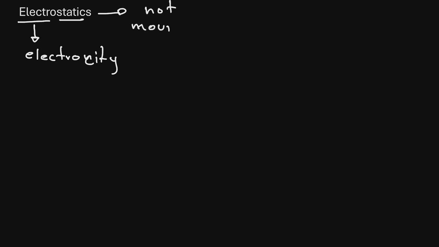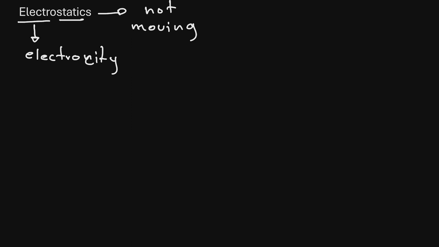Electrostatics. Electrostatics is a study of electricity that is stationary. From the word electrostatics, we have electro, that means electricity, and we have statics, that means stationary. Stationary means not moving. So this is a chapter that discusses electricity that is not moving.